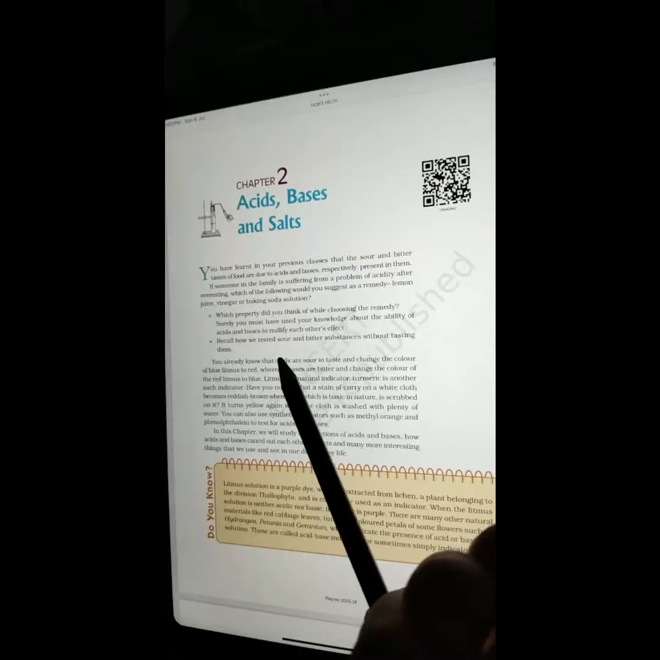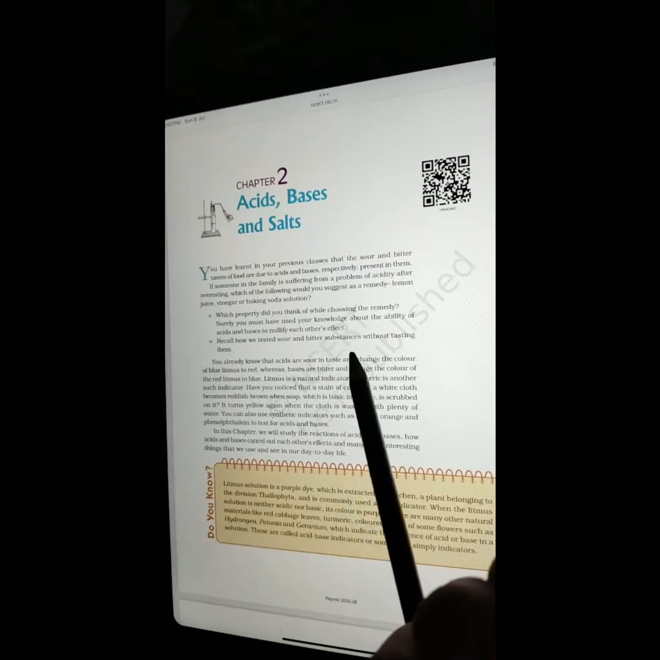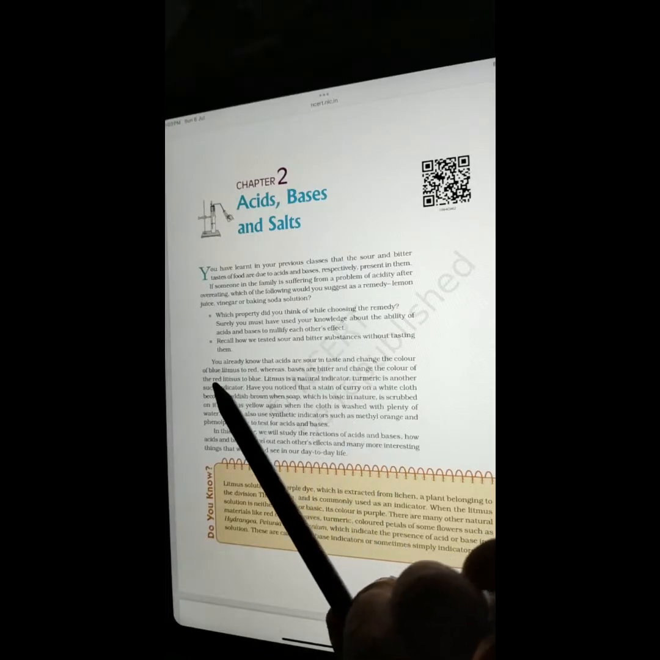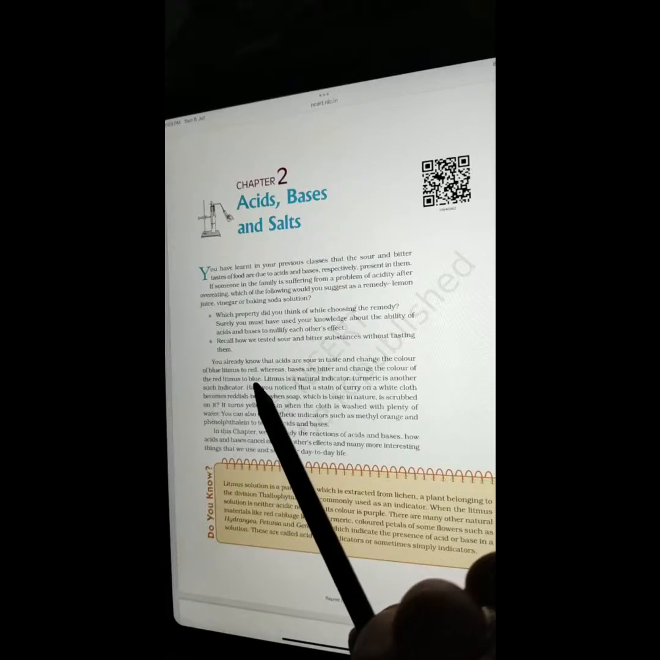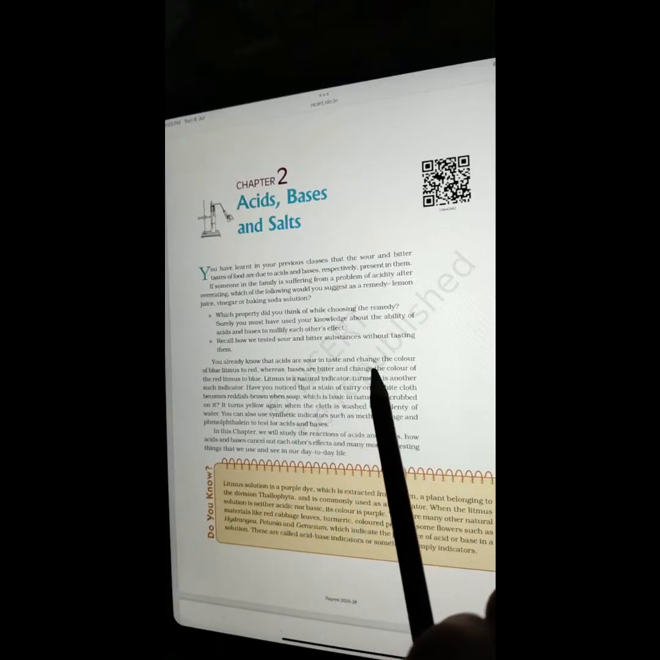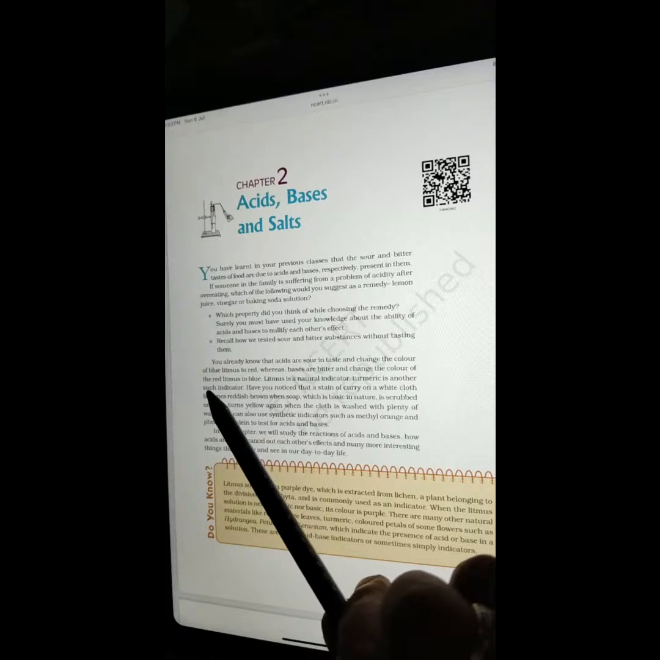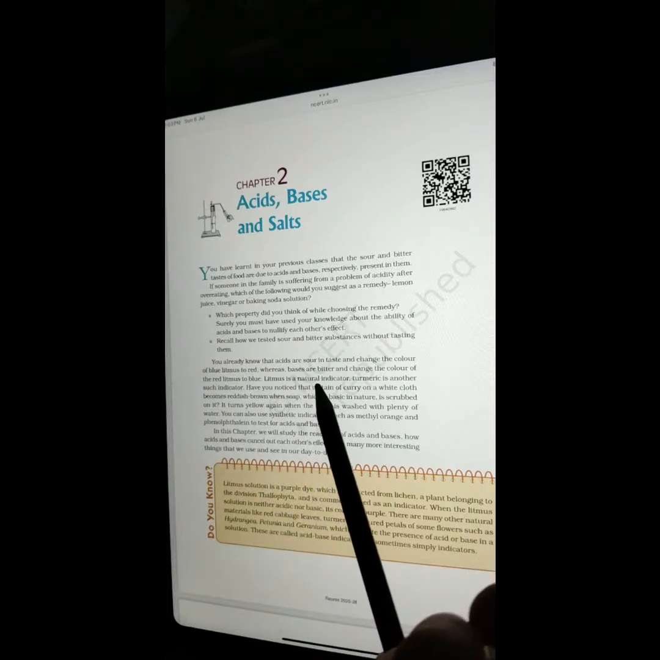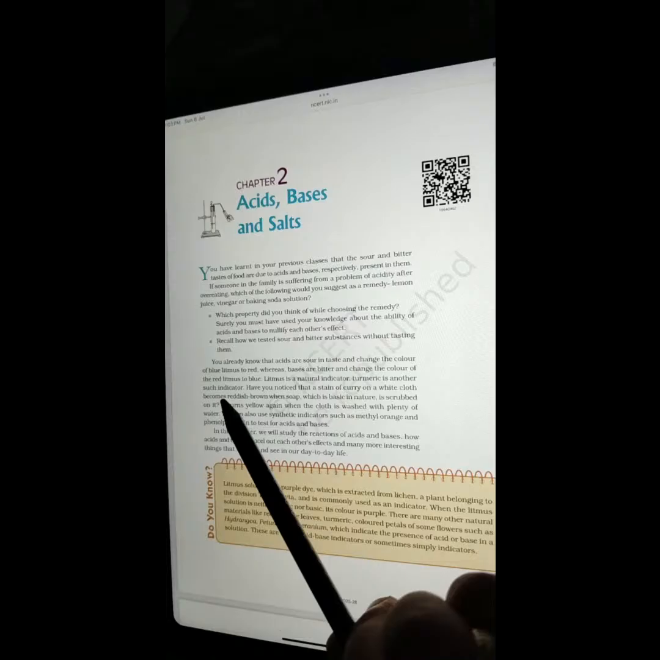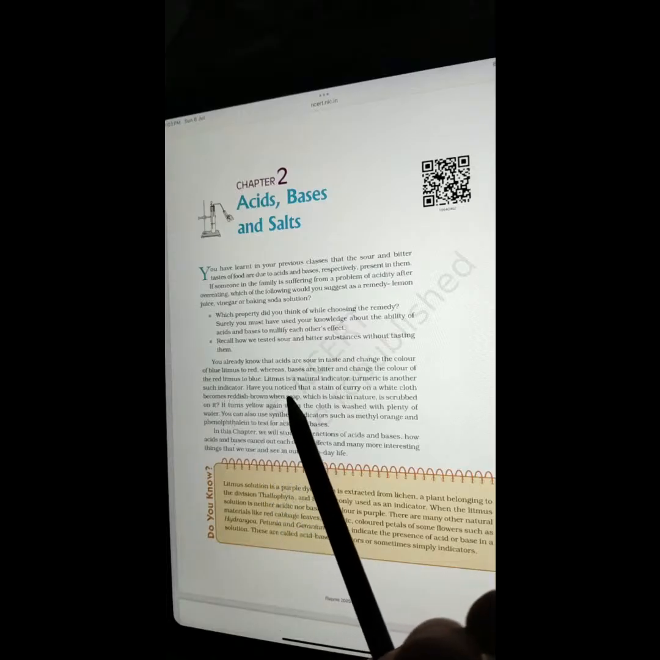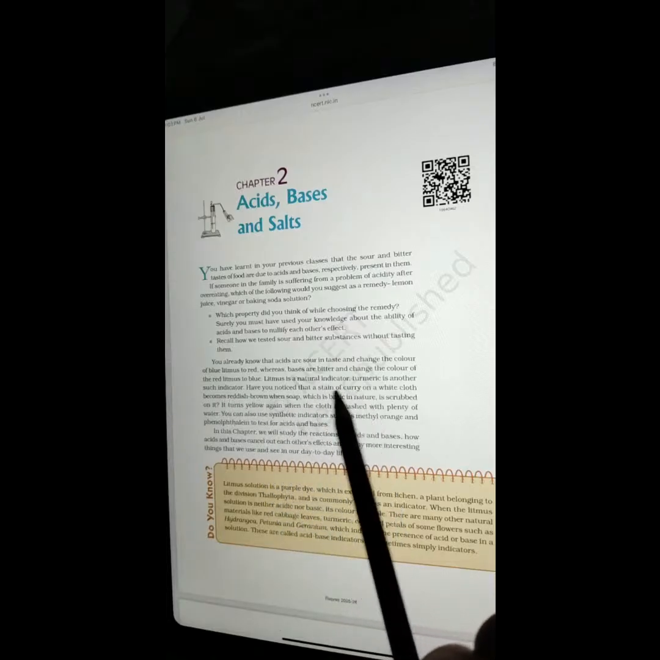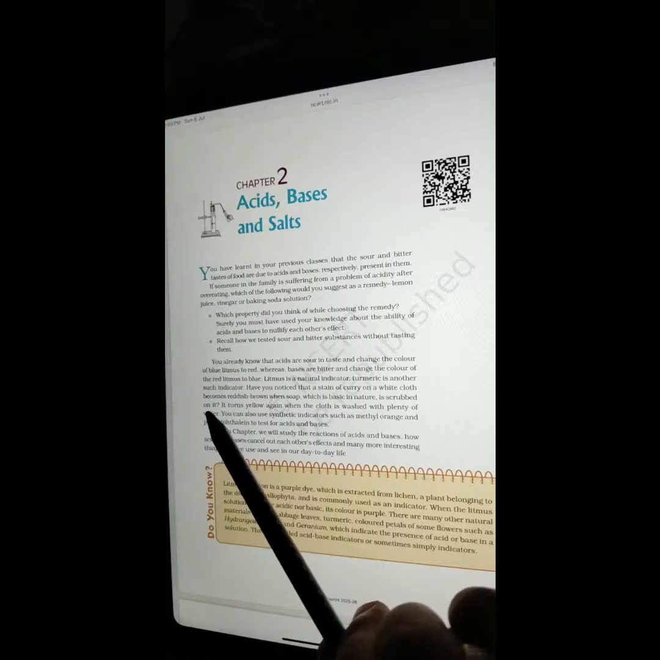Recall how we tested sour and bitter substances without tasting them. You already know that acids are sour in taste and change the color of blue litmus to red, whereas bases are bitter and change the color of red litmus to blue. Litmus is a natural indicator. Turmeric is another such indicator.